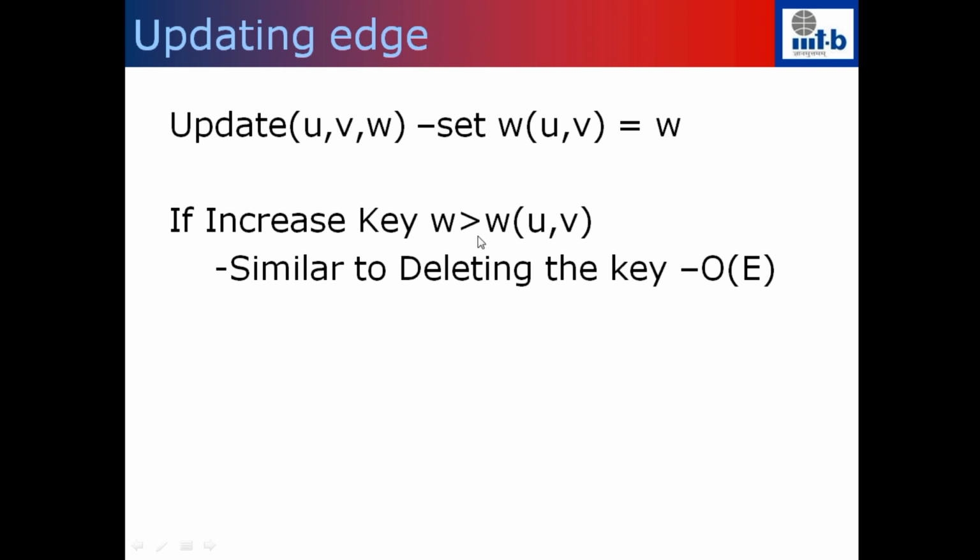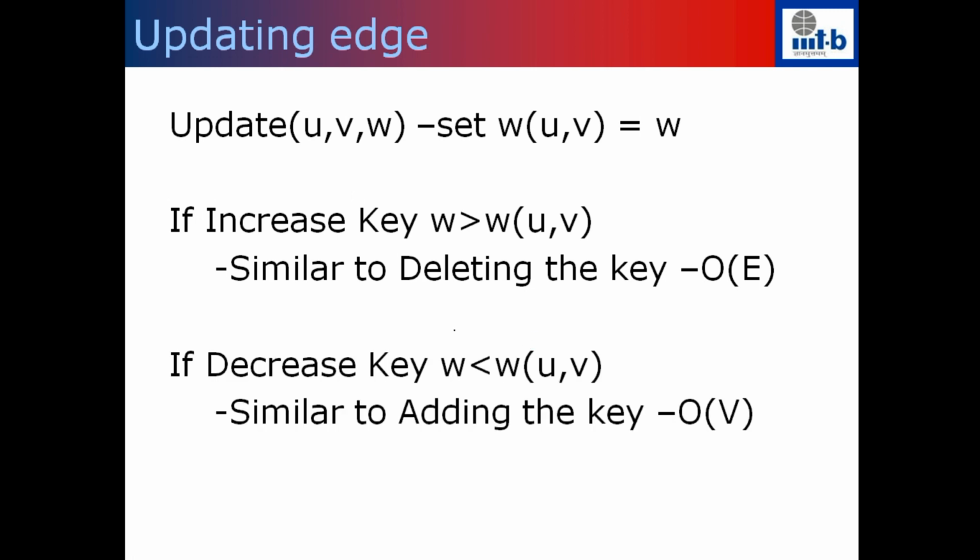But if the edge is part of the MST, then this may not continue to be in the MST. So what you do is update the weight of this edge in the minimum spanning tree, then delete this edge from the minimum spanning tree, and that will create two connected components. Now among all the edges which go across these connected components, pick the one with the minimum weight. This case is very similar to deleting a key from the minimum spanning tree. This can be done in order E.